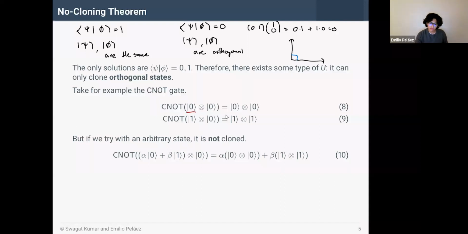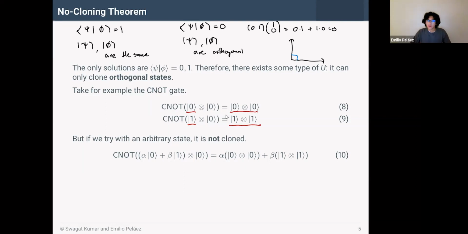So this is the one we want to copy in both equations 8 and 9, and applying the CNOT to the 0, 0, we get again 0, 0. So now we have two copies of the 0 state, which we wanted to clone. And then the same with the 1 state: applied to 1, 0, we just get 1, 1, which gives us two copies of the 1 state which we wanted to copy.